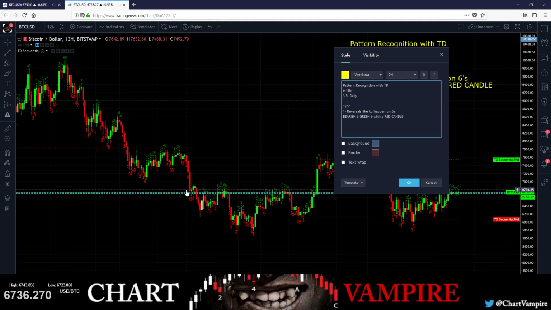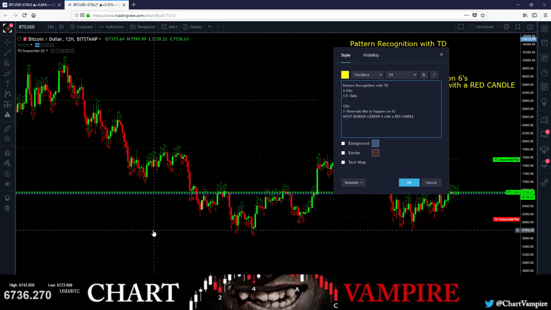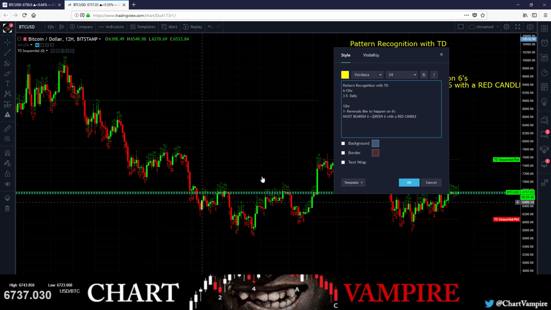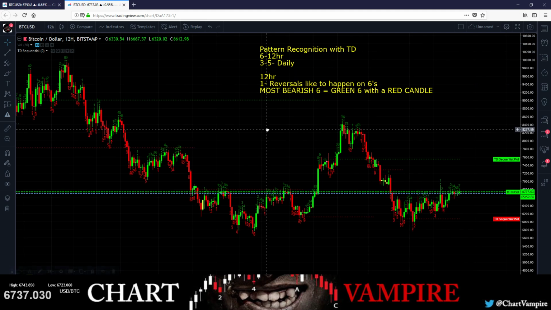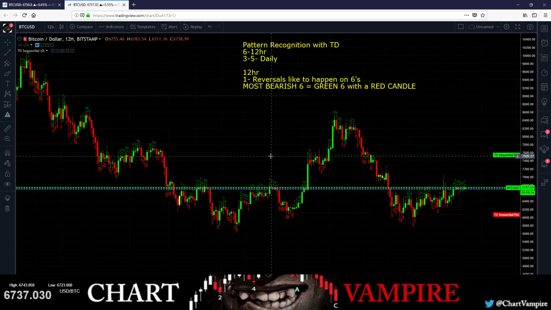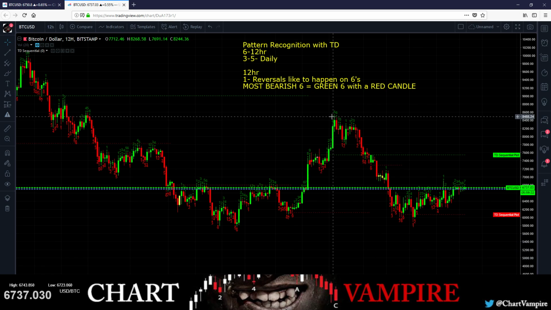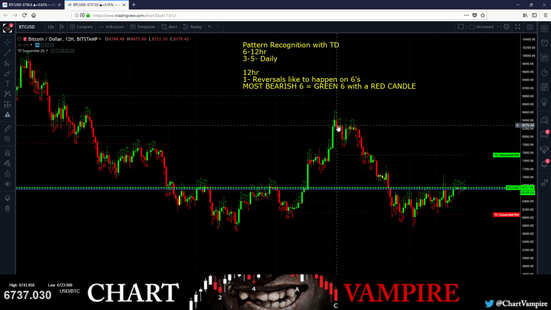We're going to put the most bearish 6 equals a green 6. There we go. A green 6 with a red candle. And that's the first thing I want to go over here. So as you peel back your chart and start looking at your 12-hour chart, you go green 5, green 6. So it's a green 6 with a red candle.